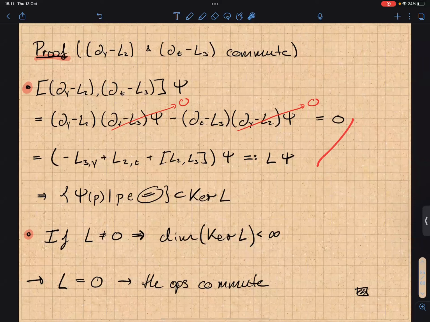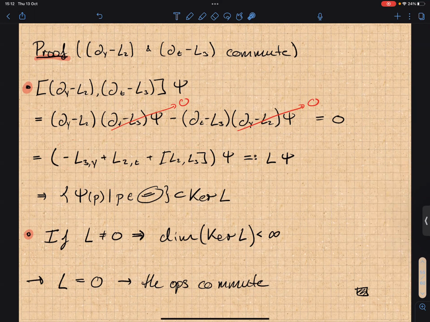And what this computation is telling me is that for any p in the Riemann surface, I have that this psi is in the kernel of this operator L. But if L is a differential operator, and if it's not equal to 0, the dimension of this kernel has to be finite. But in here, we found an infinite family of solutions. And the only way that this doesn't contradict this fact is if L is identically equal to 0. So that produces this commutator, this operator, equal to 0, the whole commutator equal to 0.